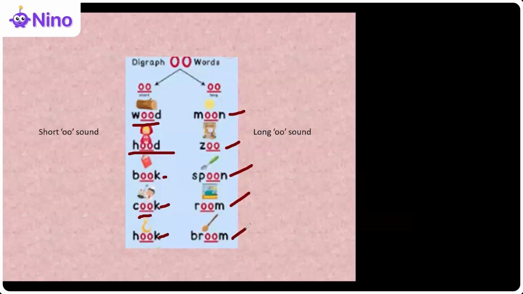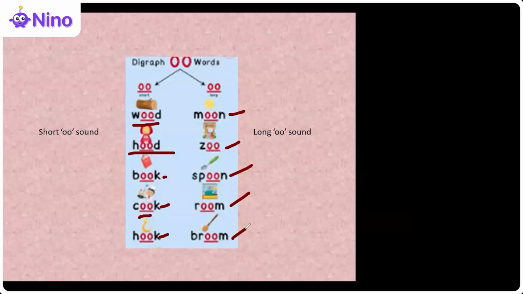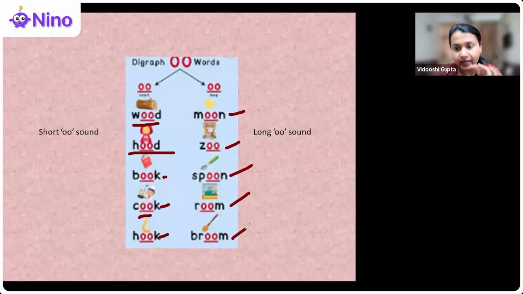Broom. These are some of the words wherein we are using the long oo sound because there is a stretch in the oo. Clear with the short oo and the long oo? So on short oo there is no stretch, like we're saying cook, book, wood. In long oo there is a stretch.